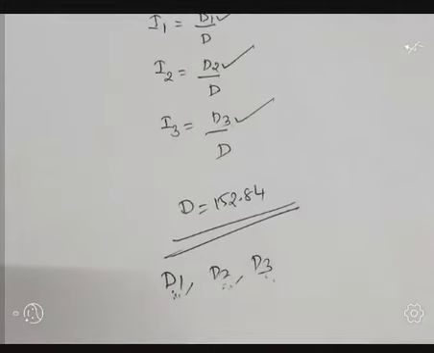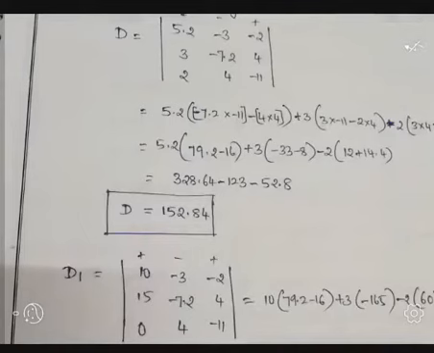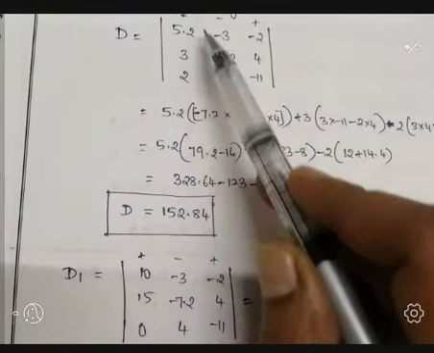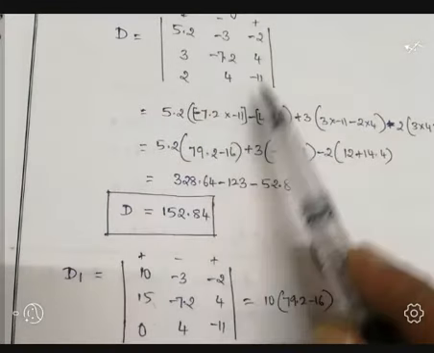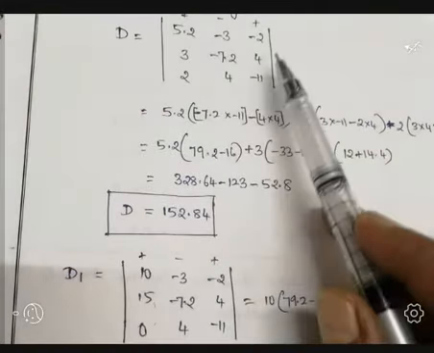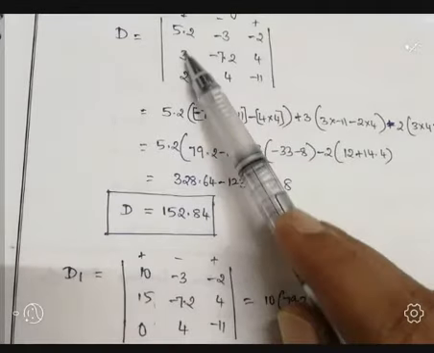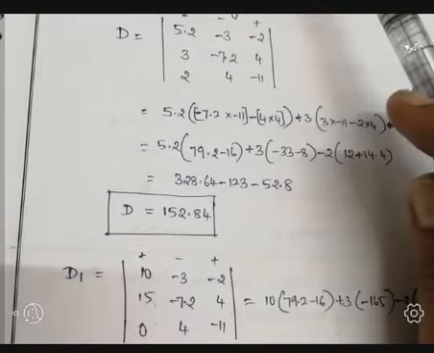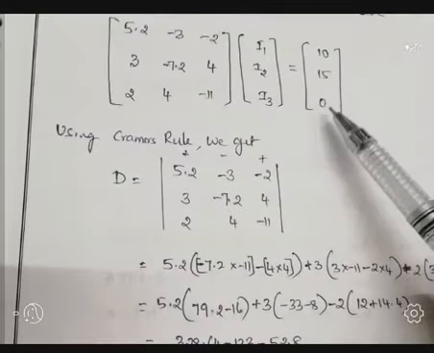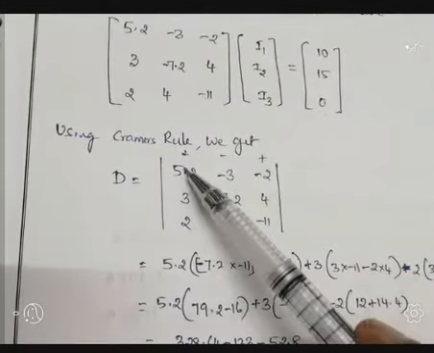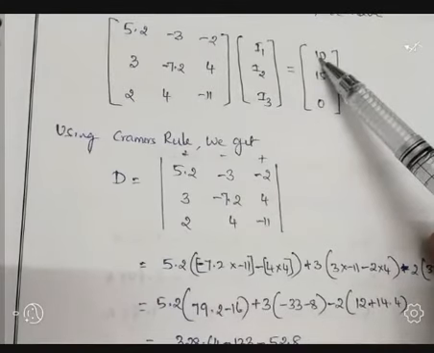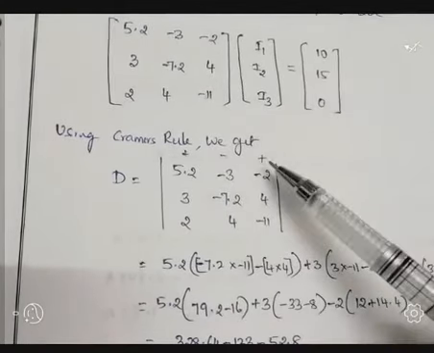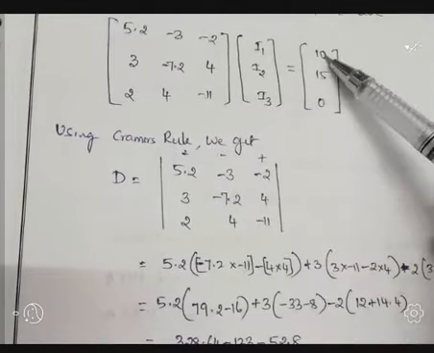So let us see one by one. First I will calculate D1. This is the first column, second column, third column. If I replace the first column entries by the constant values, these are the constant values, 10, 15, 0, then we get D1. If I replace the second column by this entry, we get D2. If you replace the third column entries by constant terms, we get D3.